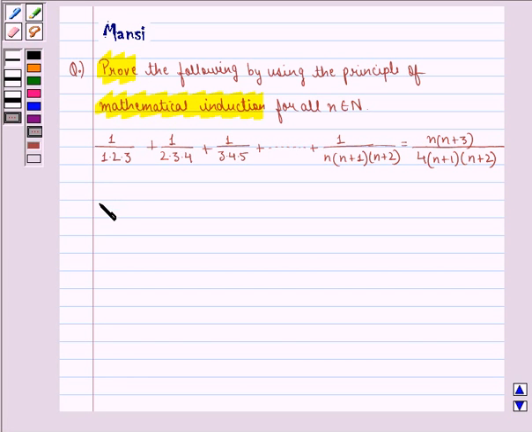Now, before doing the question, we see the key idea behind the question. We know that the principle of mathematical induction is a specific technique which is used to prove certain statements that are formulated in terms of n, where n is a positive integer. The principle can be explained with the help of two properties.